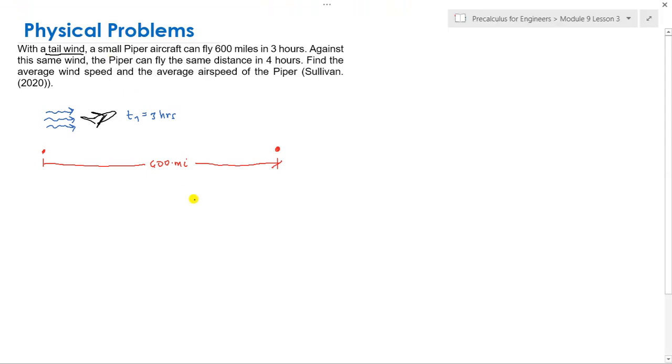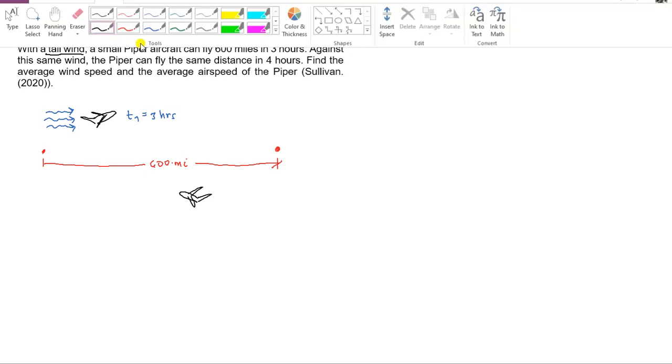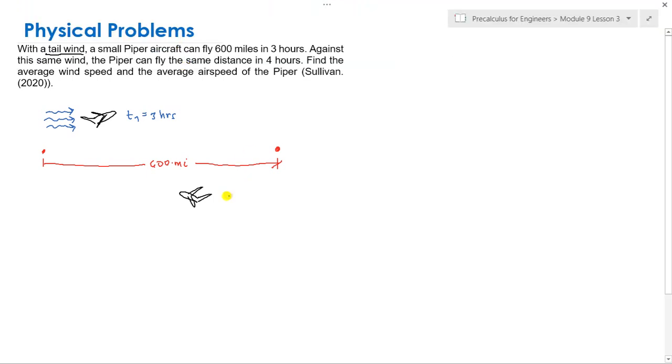If it's going back, let's say we draw it here, the same distance, it will take him 4 hours. Sorry, the orientation of the wind direction is wrong. So we put the wind direction here again.